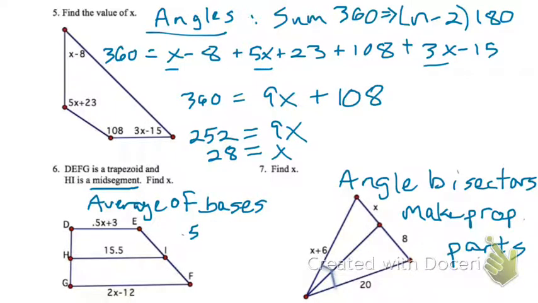So let's go back to the numbers. Those are the relationships. The average of the bases, that's a mid-segment. Angle bisectors in a triangle make proportional parts. And then number 5 up above was all about angles summing to n minus 2 times 180.